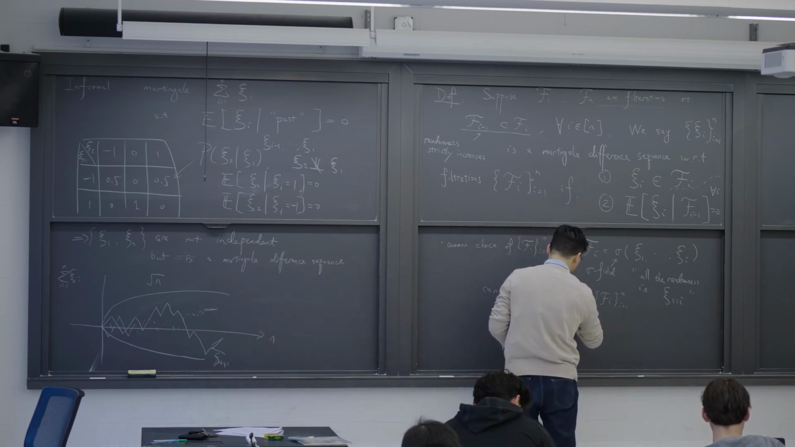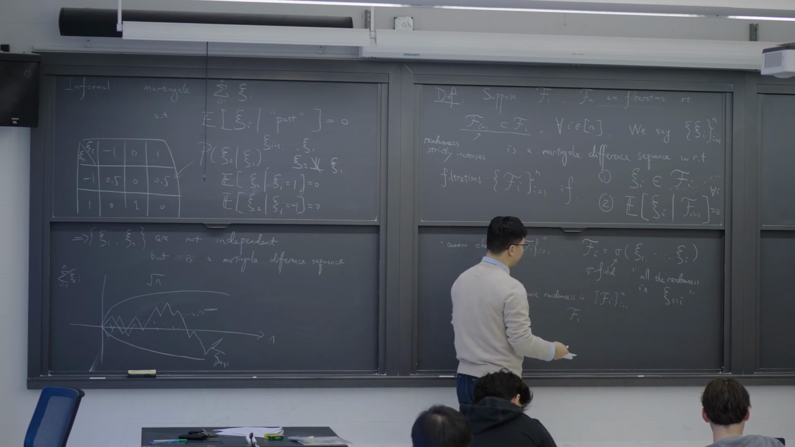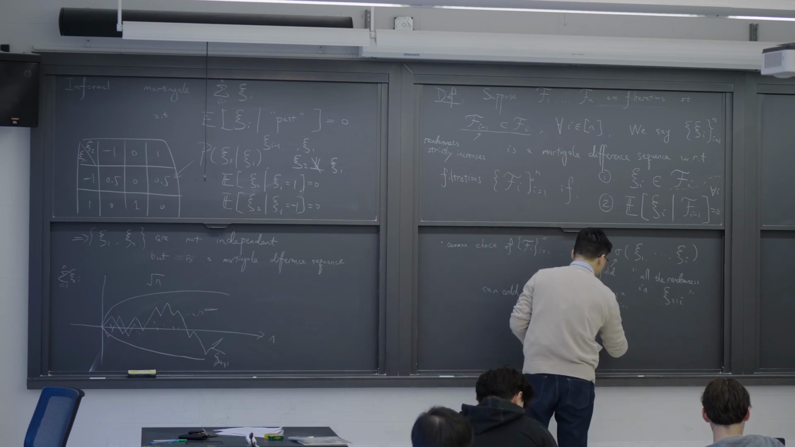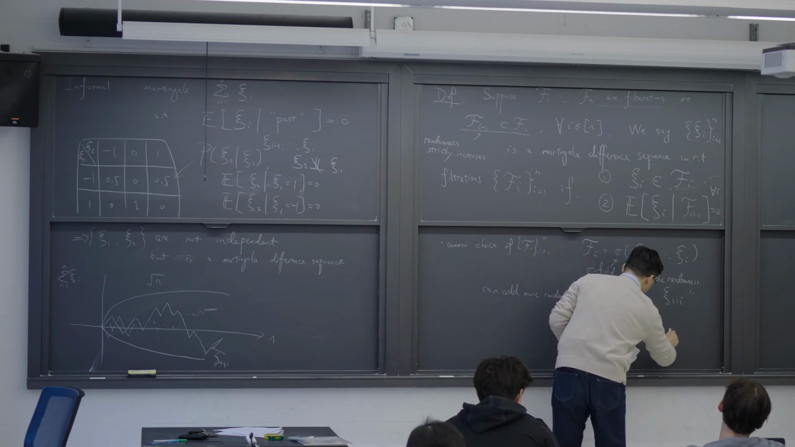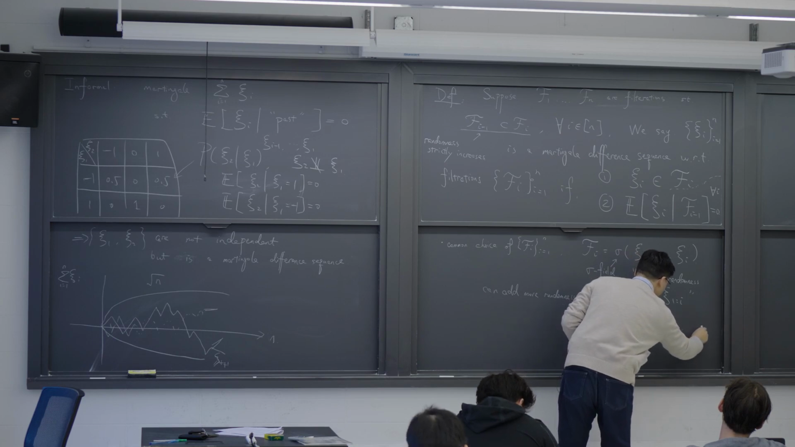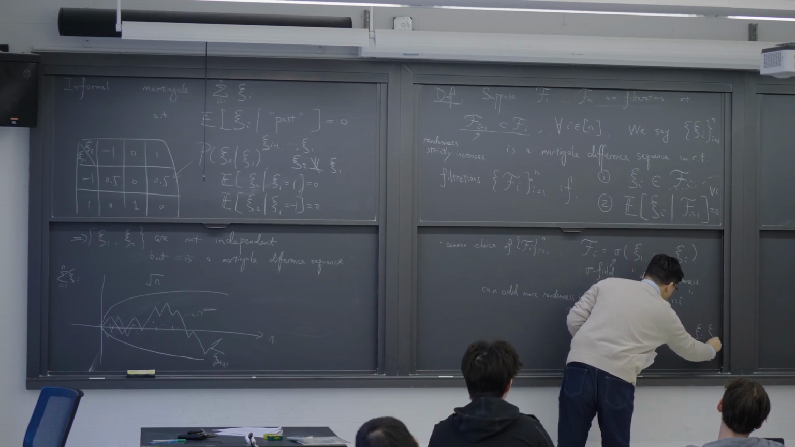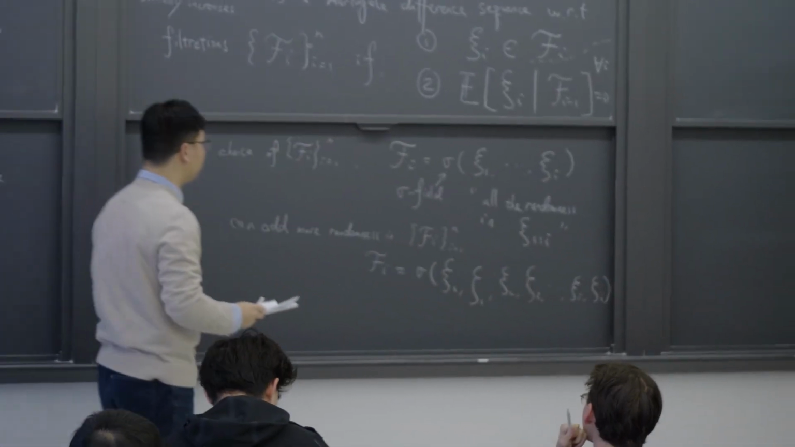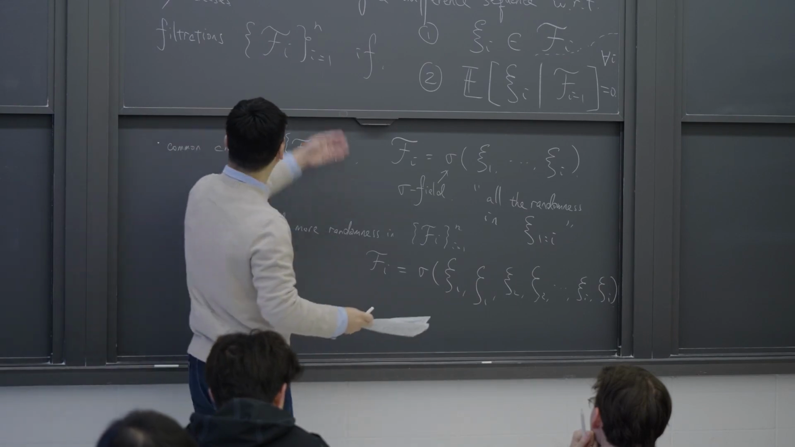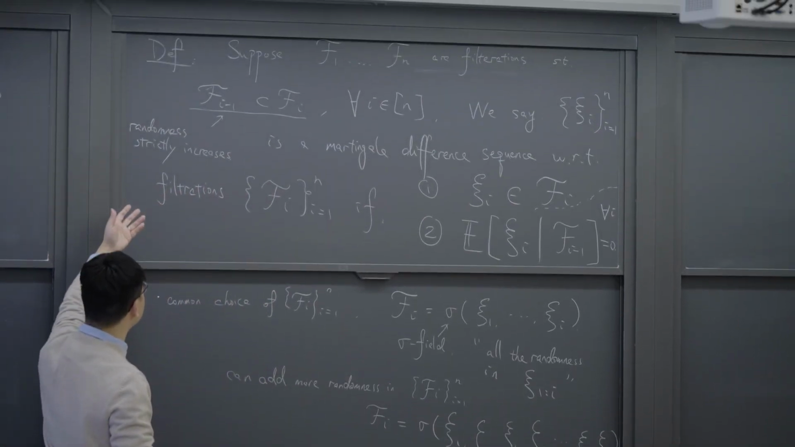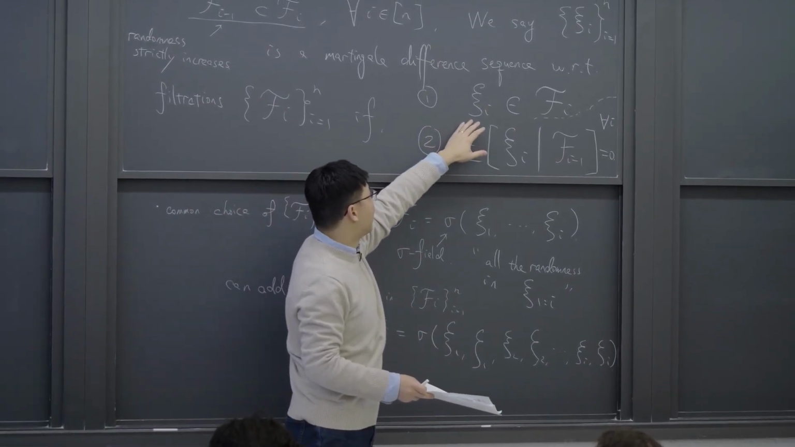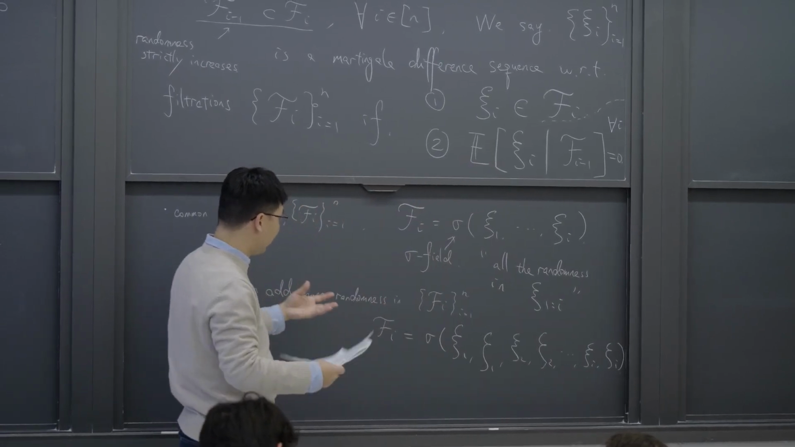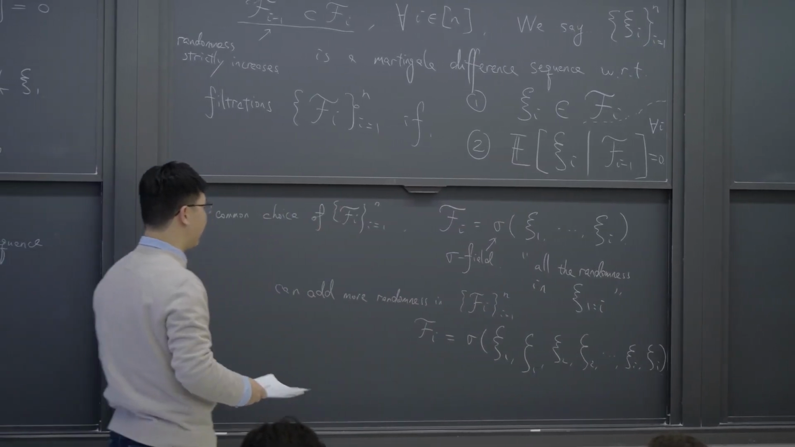For example, an alternative choice would be if I have not only C, but also some zeta random variable. Then I can also choose this filtration Fi to be the sigma field of C1, zeta 1, C2, zeta 2, and so on until Ci, zeta i. In that case, I still satisfy that the randomness strictly increases for this filtration, and also the random variable Ci is in this filtration Fi. So this is also another valid choice.